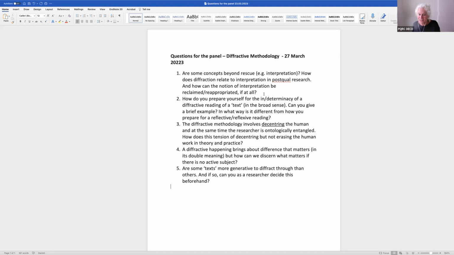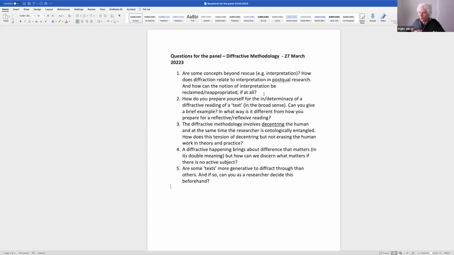How do you prepare? This is the second one. How do you prepare yourself for the indeterminacy of a diffractive reading of a text, and text in the broad sense, so also the visual, oral and auditory, etc.? Can you maybe give a brief example? In what way is it different from how you prepare for a reflexive reading? I think it's especially that notion of preparation for me. There was quite a lot of discussion, but what do you work on as a researcher to unlearn or prepare yourself for, or tell yourself not to do or to do?